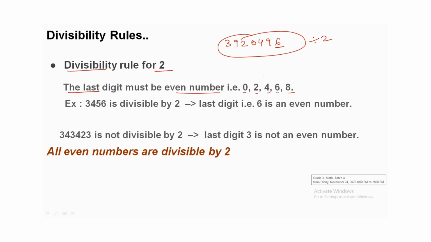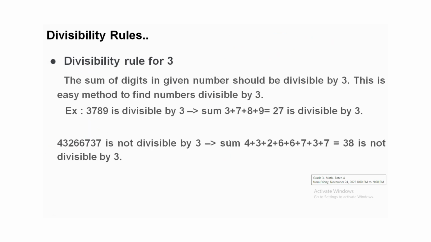At the ones place it should be either 0, 2, 4, 6 or 8. If the ones place digit is 0, 2, 4, 6, 8, then that particular number will be divisible by 2. Correct. Now you can see one example over here, which is 3443423. Here at the ones place there is the number 3, and 3 is not an even number, so that particular number is not divisible by 2. Simply, we can say that all the even numbers are divisible by 2. Understood?